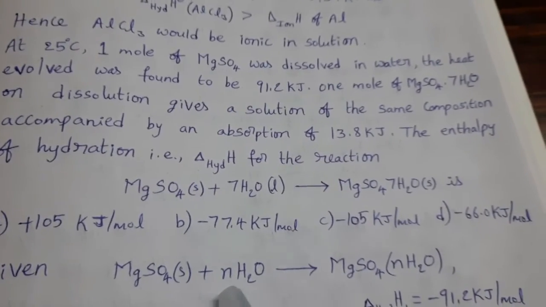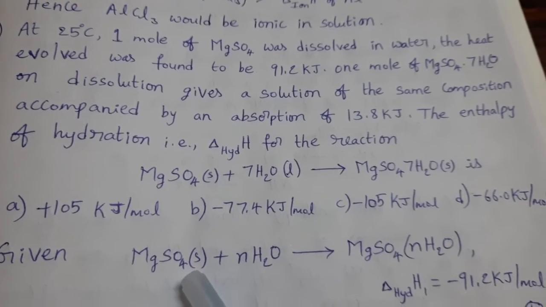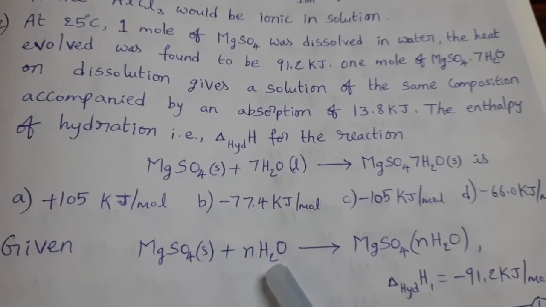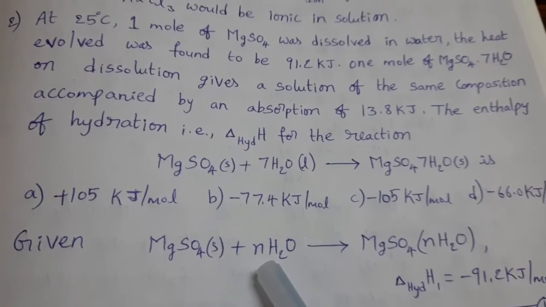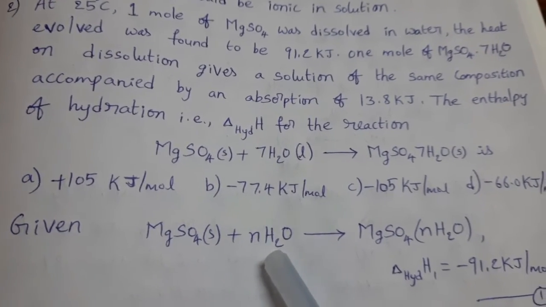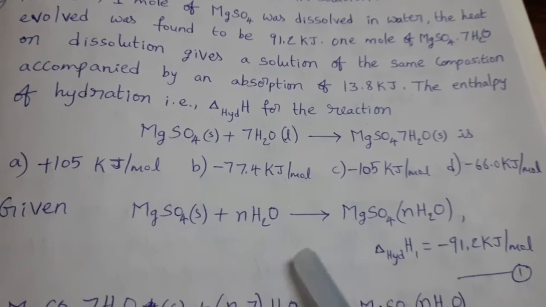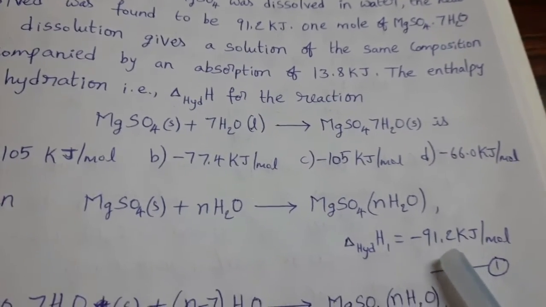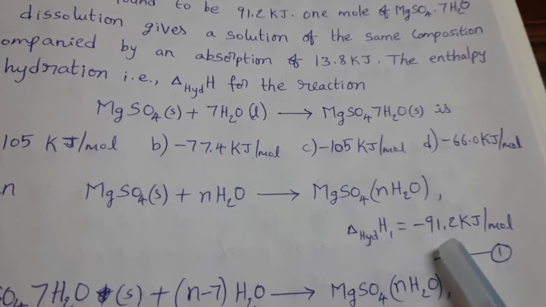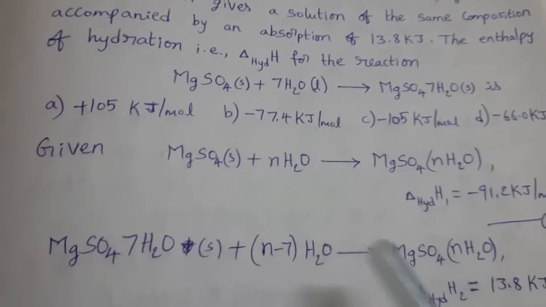Say this. In the first case, MgSO4 solid substance dissolved in water. We don't know how many moles of water. That's why let it be n moles. MgSO4 plus nH2O gives rise to MgSO4·nH2O. In this, heat energy released, the enthalpy of hydration, is minus 91.2 kilojoule per mole.